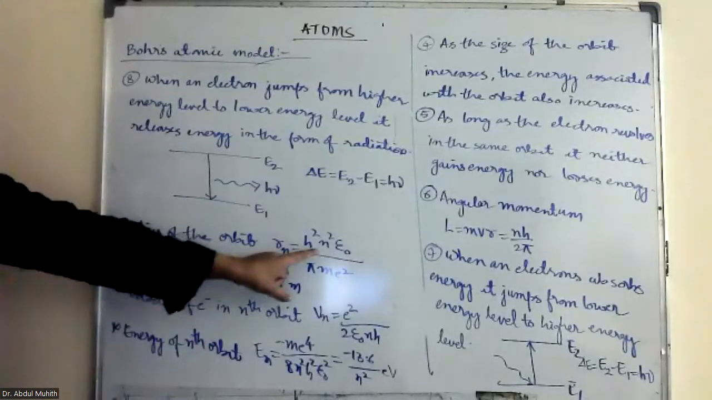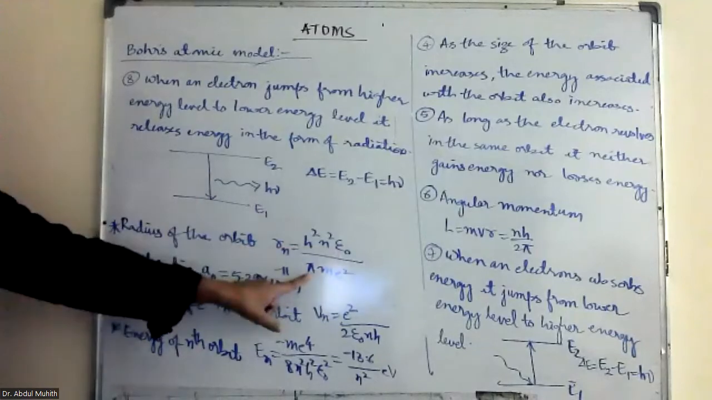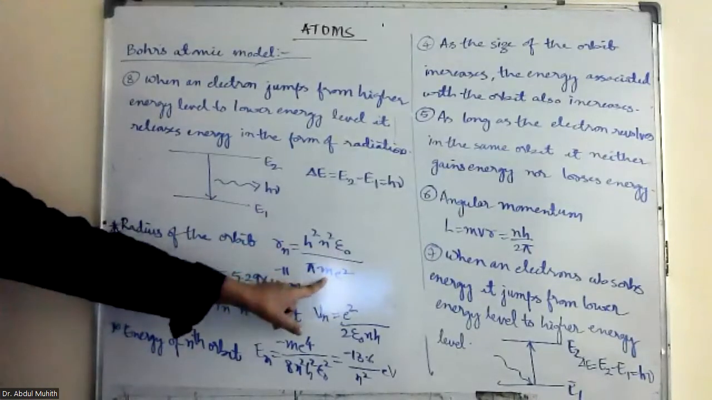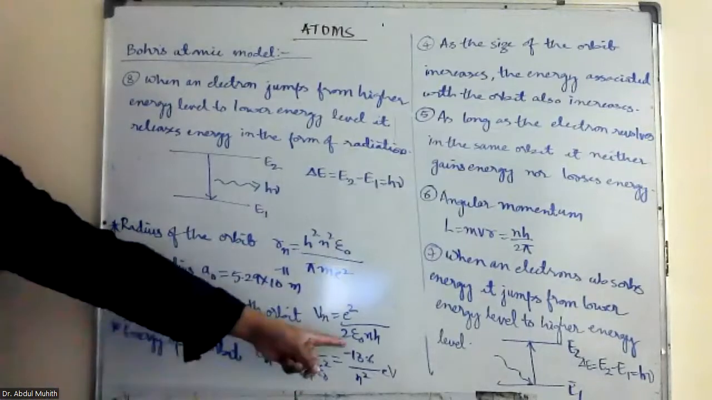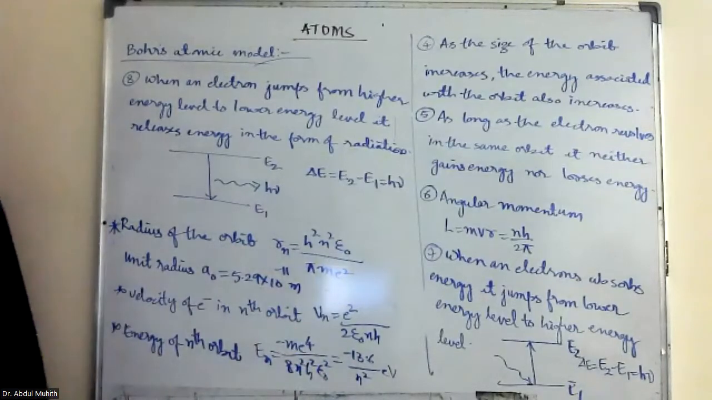Here, h is Planck's constant, n is the number of the orbit, epsilon 0 is the permittivity of free space, pi is the constant, m is the mass of the electron, e is the charge of the electron. Similarly here also, same thing. These are all constant values.